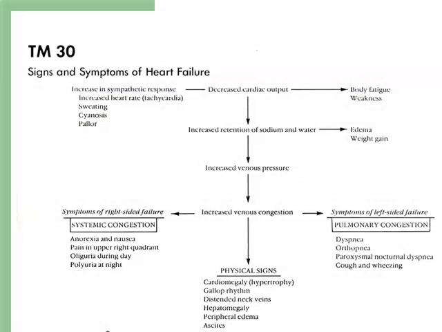And on the right heart it will cause anorexia, nausea, and pain in the right upper quadrant because the liver is engorged. Oliguria, because urine is not going through the kidneys, it's going peripherally into the tissues, and you'll have polyuria at night because the pressure changes will be different. And the physical signs are cardiomegaly or hypertrophy, gallop rhythm, distended neck veins, hepatomegaly, peripheral edema, and ascites.